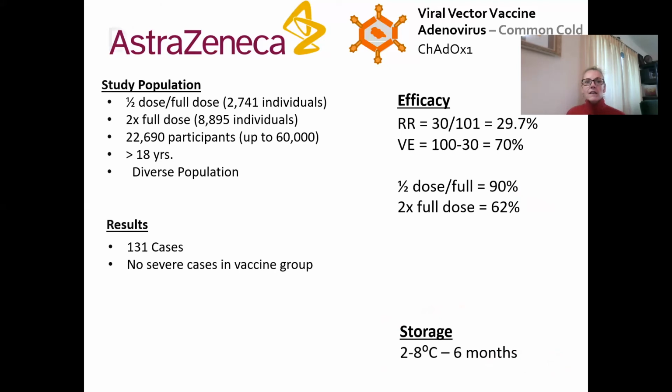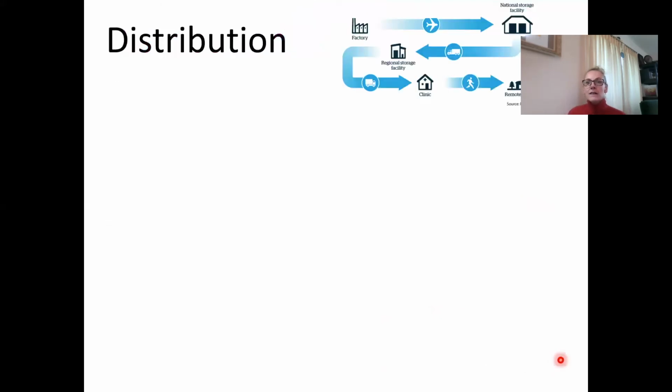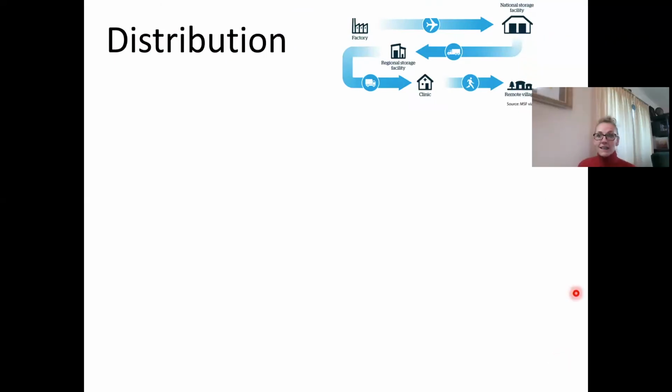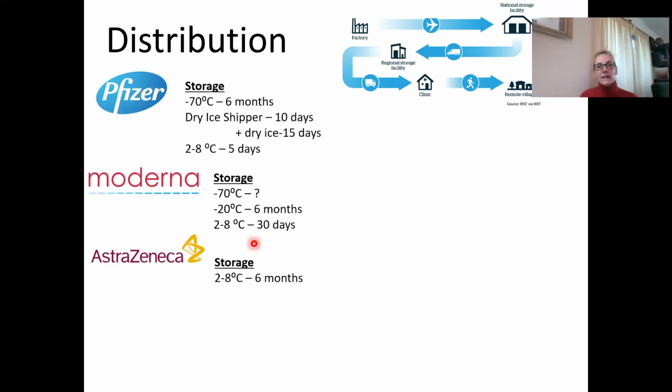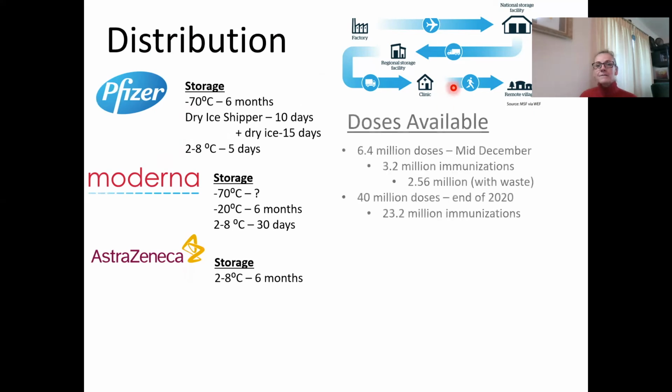So let's talk a little bit about distribution. Making a vaccine and producing it is one of the challenges, but an additional challenge, I guess, is how you get it to the people who need it. So I've already mentioned the different storage requirements of these vaccines. And so these have to be taken into account in planning that whole distribution and storage issues at particular clinics.